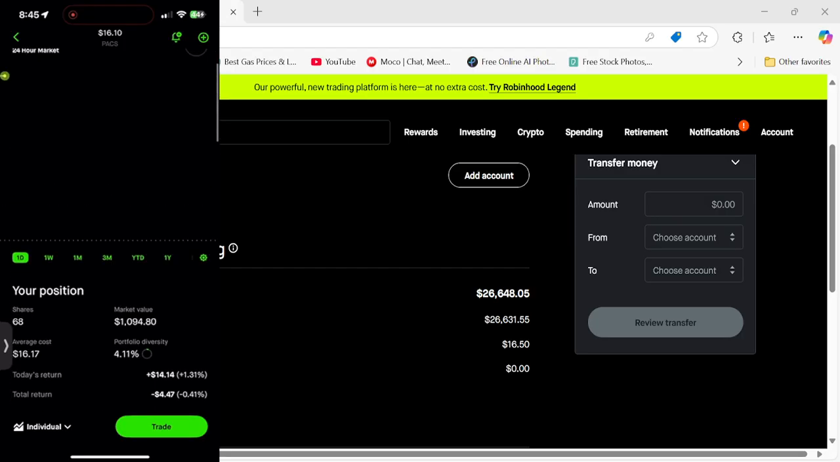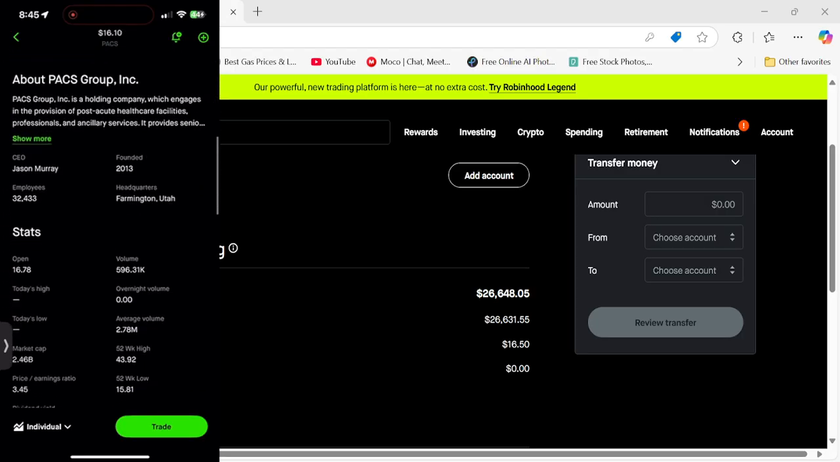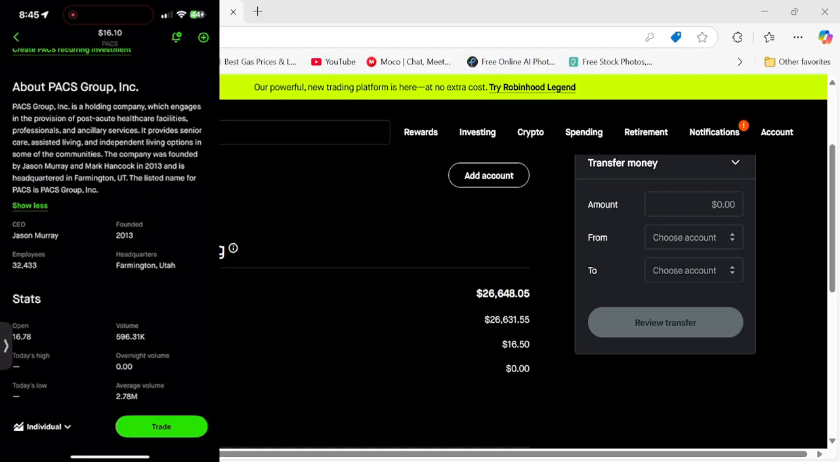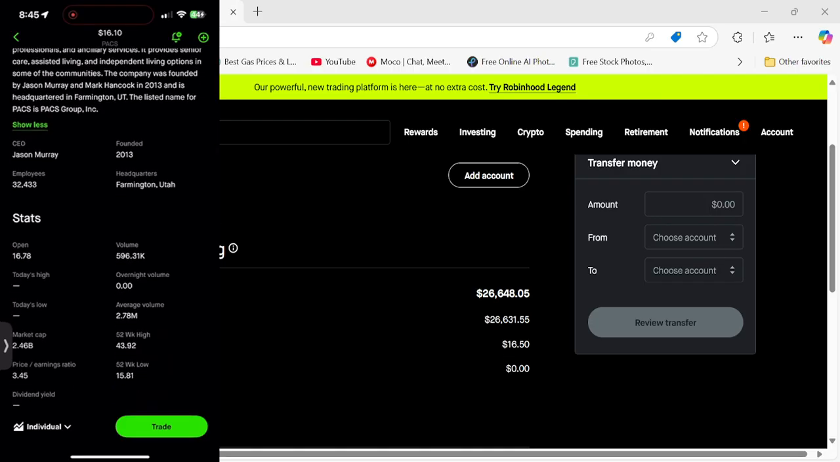PACS, and the full name here, PAX Group right here. What are they dealing? Ancillary services. If I click on this, it provides senior care, assisted living, and independent living options in some of the communities. The company was founded by Jason Murray and Mark Hancock in 2013 and is headquartered in Farmington, Utah. The listed name is PACS, or PAX Group Incorporated.